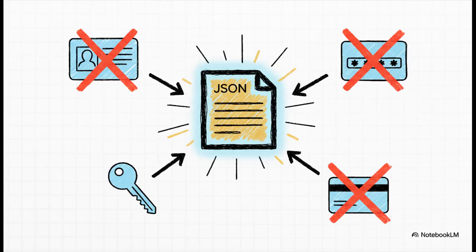So this JSON file is basically the brain of the whole operation. It's just a simple declarative file where you define your policies. You can list fields like SSN or credit card number that you always want redacted. You can even set different severities, like marking a password field as absolutely forbidden.